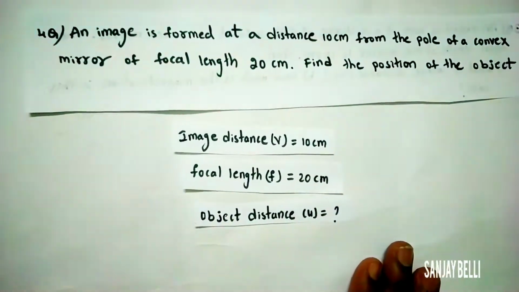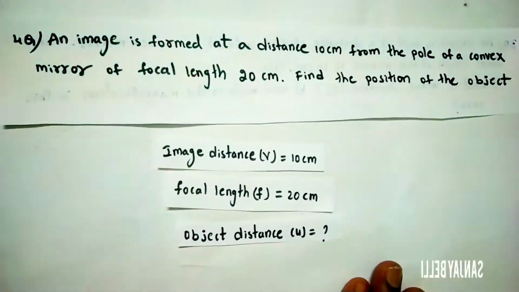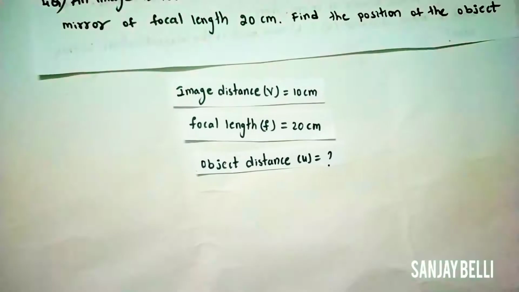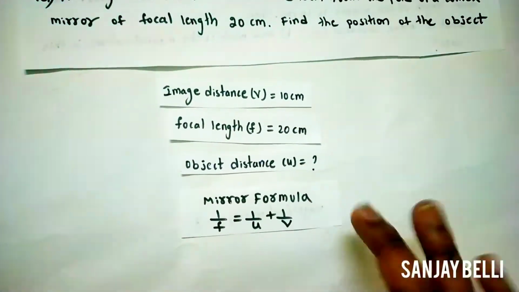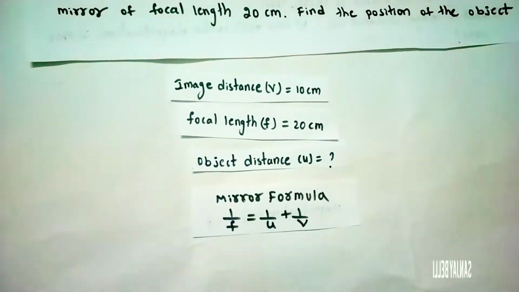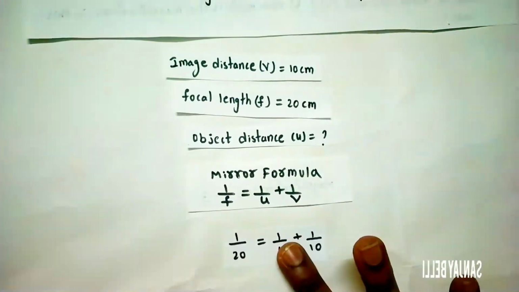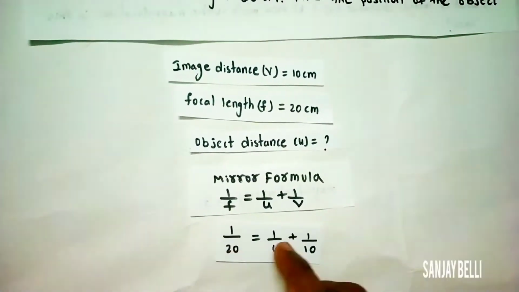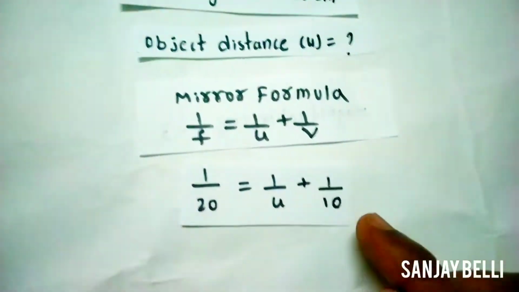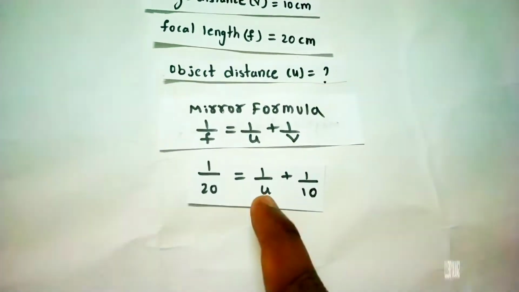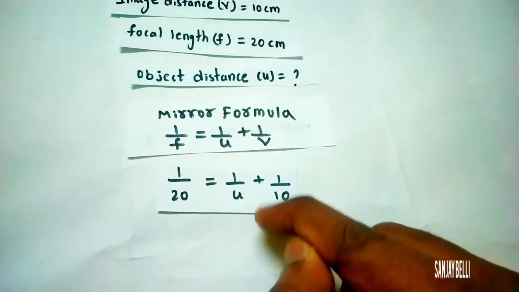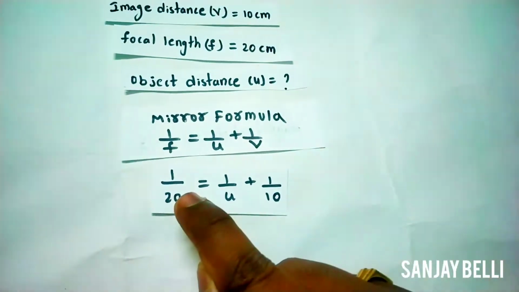Already we know that for a convex mirror the u value will be minus. Now how do we calculate this object distance? By using the mirror formula, 1 by f equals 1 by u plus 1 by v. Now the f value is 20, u is u, and your v is 10. So 1 by 20 equals 1 by u plus 1 by 10. Now you have to shift this 1 by 10 to the left side.